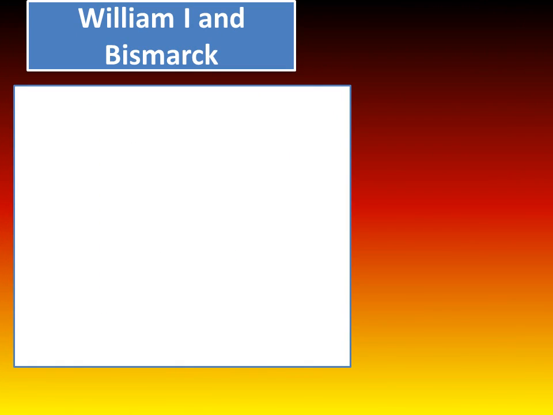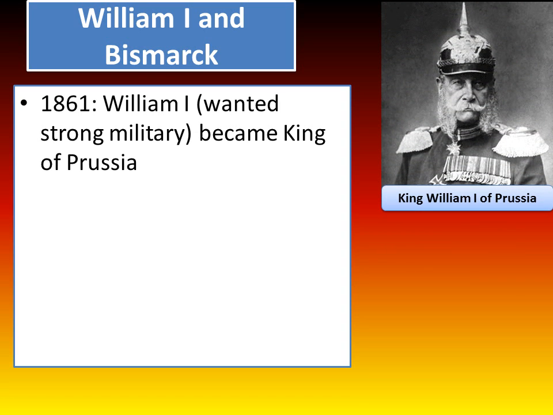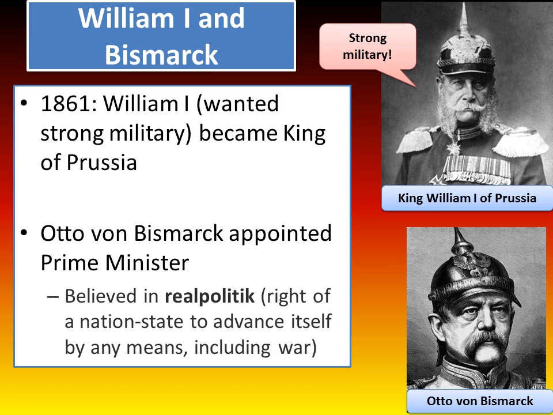In 1861, William I became the King of Prussia. He believed in a strong military, which many people in the German states disagreed with. William I appointed Otto von Bismarck as his prime minister. Bismarck embraced the policy of realpolitik, which is the right of a nation-state to pursue its own advantage by any means, including war.